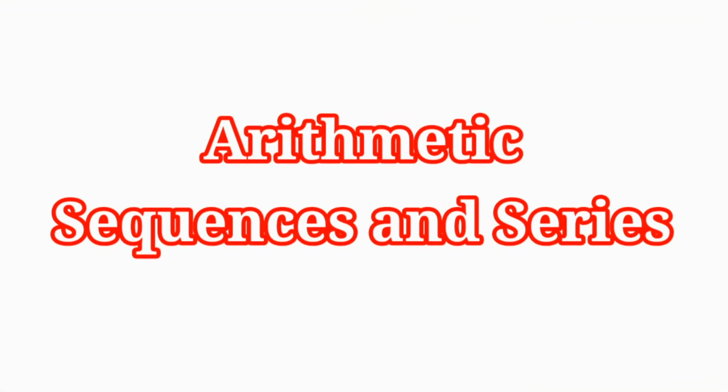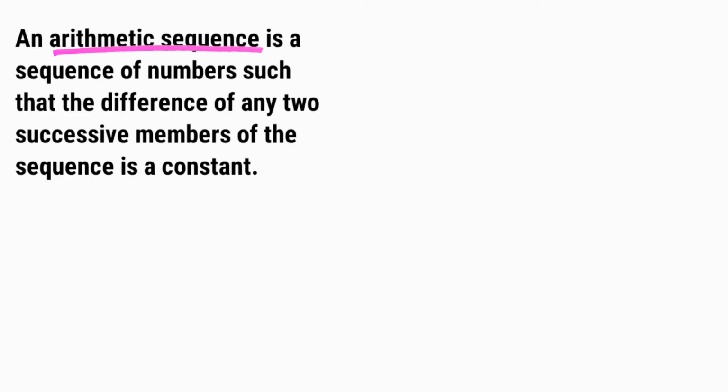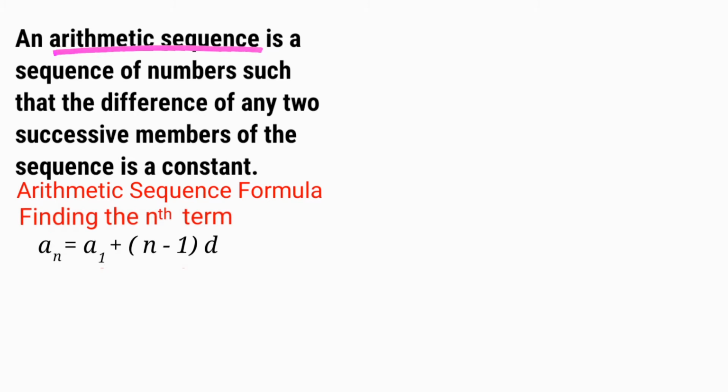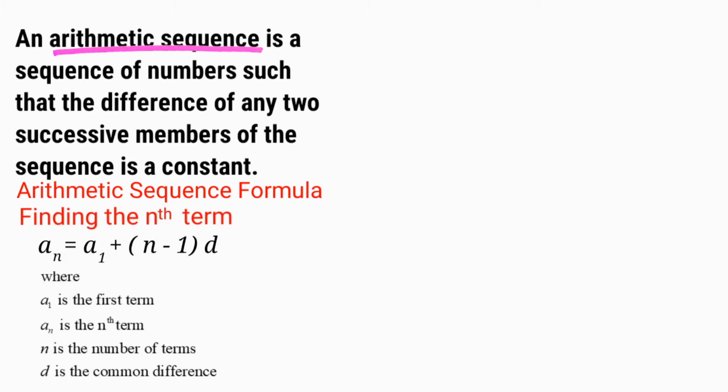Before we start solving, let's take note of the meaning and the formula of the arithmetic sequence and arithmetic series. An arithmetic sequence is a sequence of numbers such that the difference of any two successive members of the sequence is a constant. The arithmetic sequence formula for finding the nth term is a sub n is equal to a sub 1 plus the quantity n minus 1 times d, where a sub 1 is the first term, a sub n is the nth term, n is the number of terms, and d is the common difference.